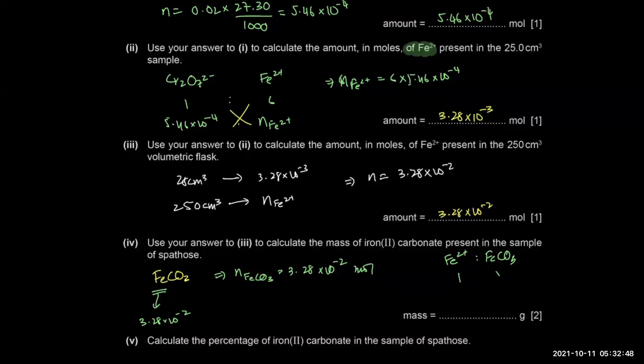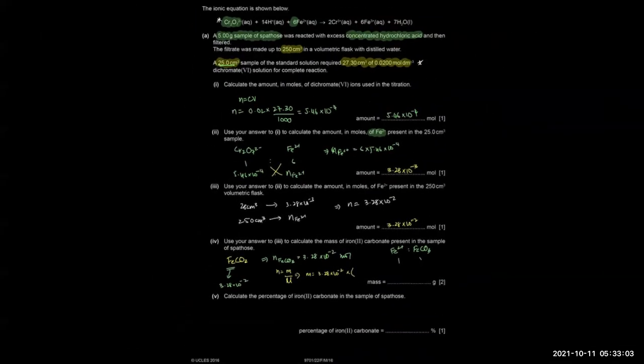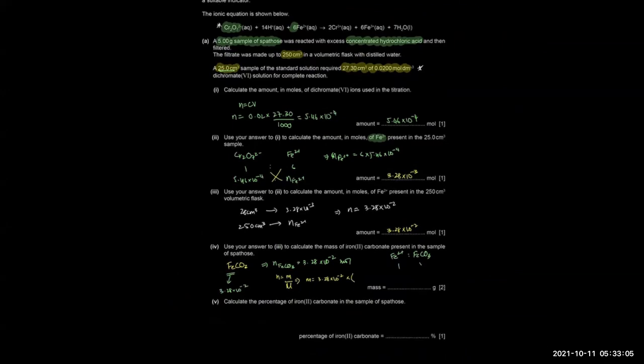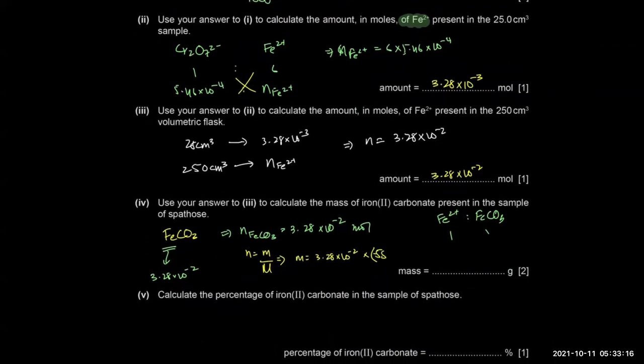So can I say that the number of moles is equal to mass over molar mass, which implies that the mass is just 3.28 times 10 to the power of minus 2 times the molar mass. What's the molar mass of iron 2 carbonate? Go to the periodic table. Or have they given it to us? They haven't given it to us, so we have to find it. So iron का mass होता है 55.8. So we have 55.8 times 2 plus carbonate is 12 for carbon and 16 times 3 for oxygen.